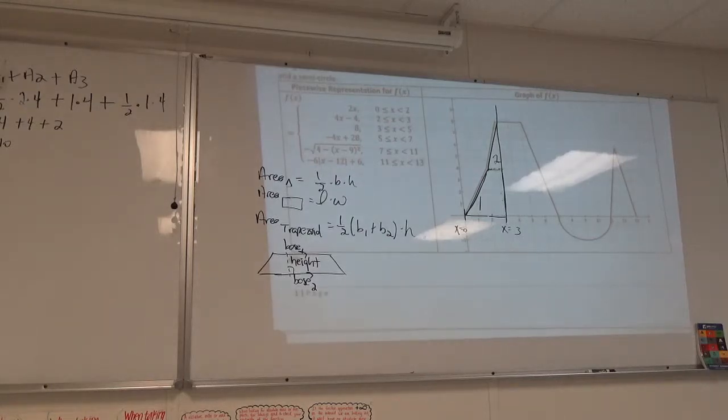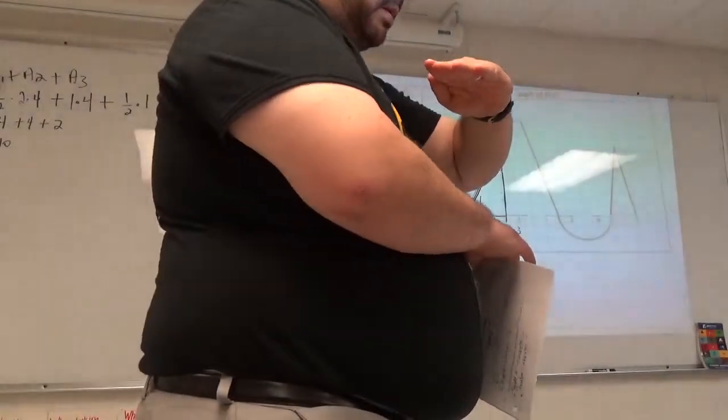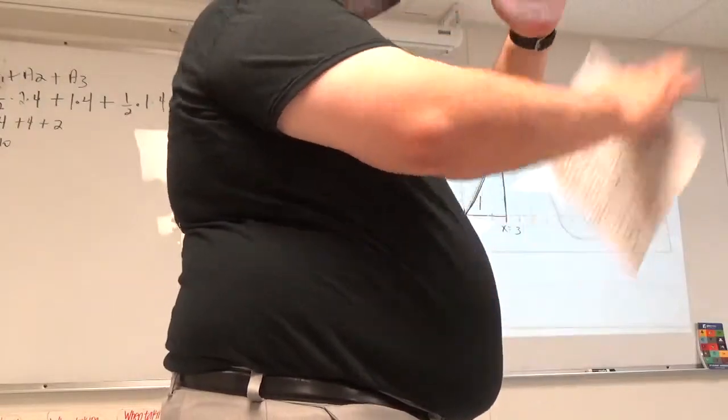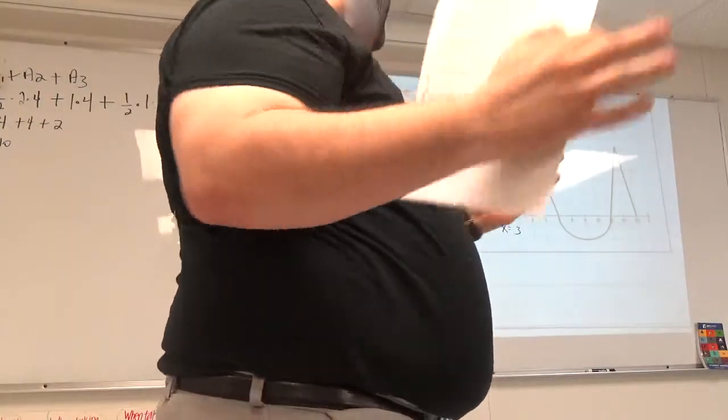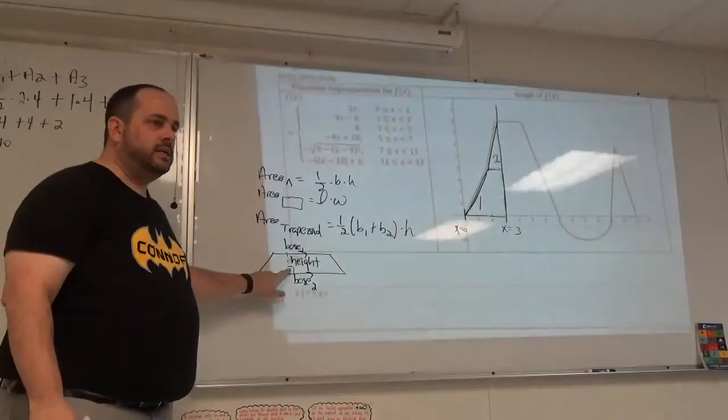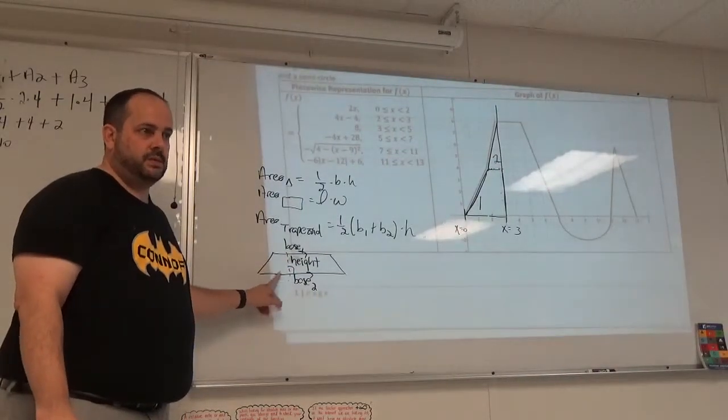How do you label the bases on a trapezoid? It's not even a trapezoid. To be the bases, they have to be parallel. That's what I thought. So it could be this way, or it could be this way. And the height is perpendicular to your bases. That's the important piece.